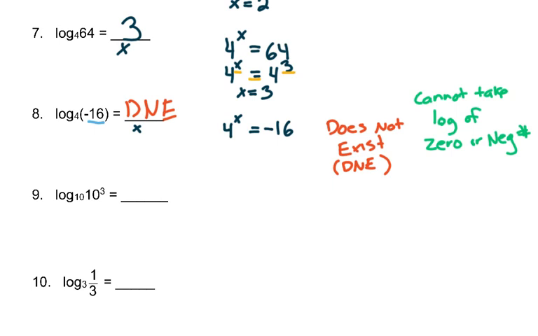All right, so let's look at 9. Set it equal to x. And then we'll write it in exponential form. So this will be 10 to the x equals 10 to the third. Well, here our bases are already the same, so this means that x has to equal 3.